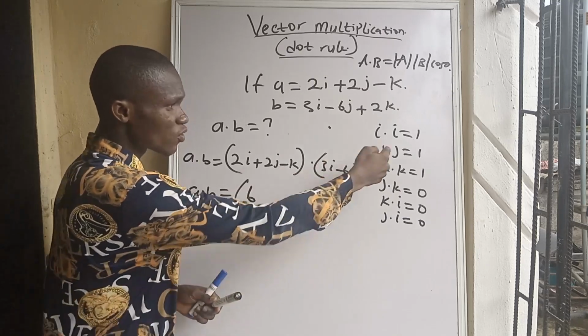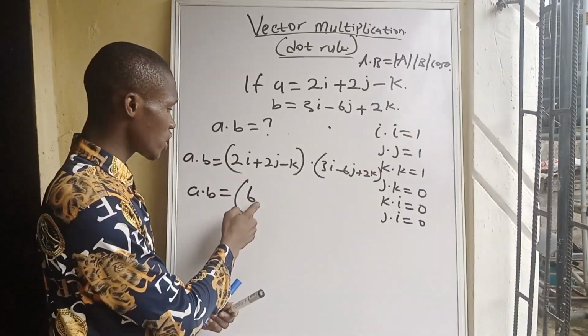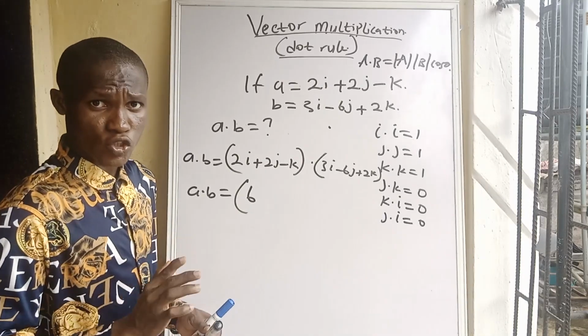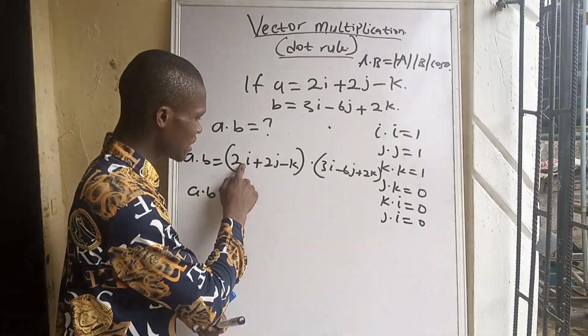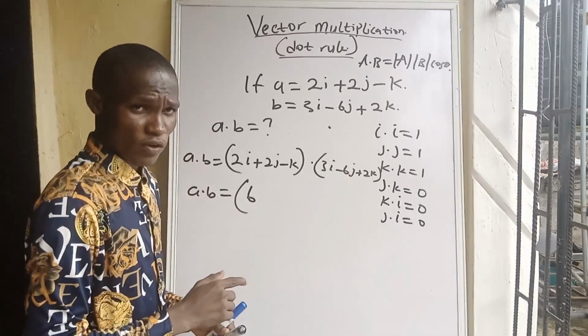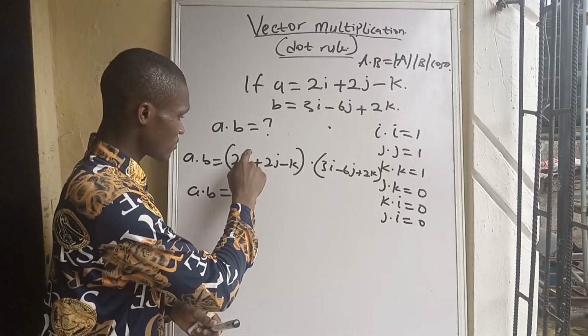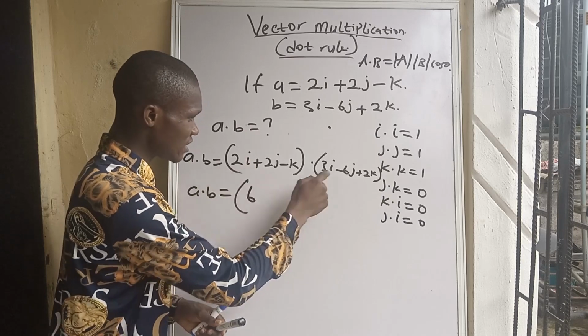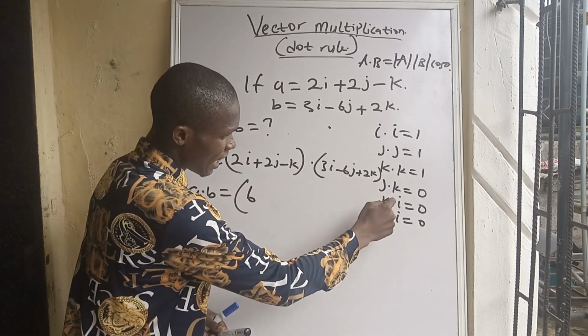Then i times i is going to give us what? 1. So 1 times 6 is going to give us 6. So we have resolved that. Coming to this one, 2 times minus 6 is going to give us minus 12, right? And i times j is going to give us what?